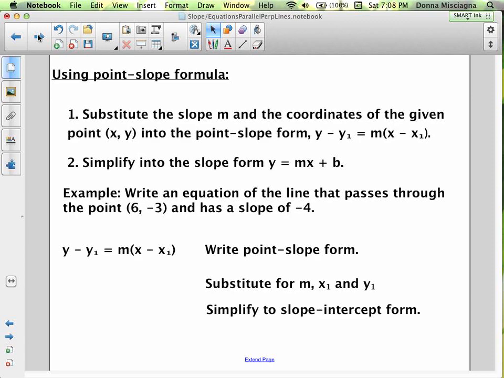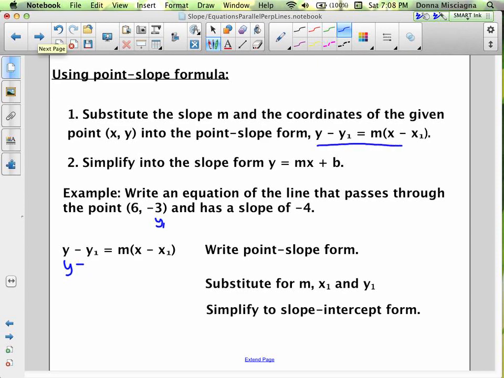So we're going to write an equation of a line that passes through the point 6, negative 3 and has a slope of negative 4. So we leave the y. We replace the y1 with negative 3. Notice there's a negative already in the equation. That's always true. This is our format. The subtraction signs are already there. So I don't have minus 3, I have minus and negative 3. Equals, our slope was negative 4. The x is a variable, and we replace the x1 with a 6. This right here is point slope form.